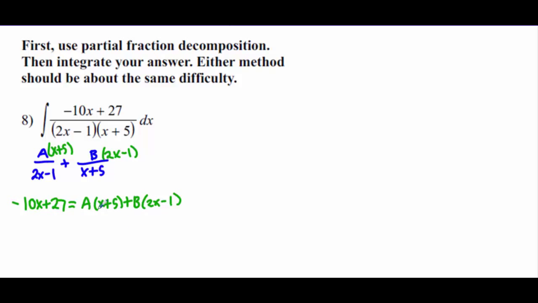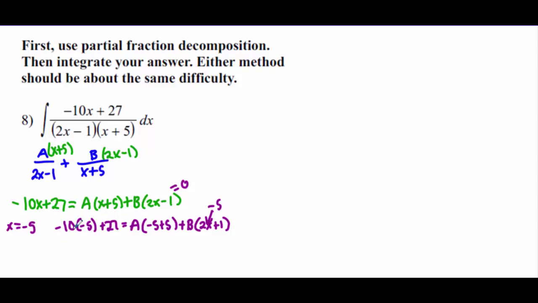If you plug in numbers, you're going to have to plug in negative 5 or a random number, or you can plug in 1/2, because that's what makes this parentheses equal 0, which you can figure out by setting it equal to 0 and solving. I chose to do this just by plugging in. So if I plug in negative 5, I get negative 10 times negative 5 plus 27 equals a times negative 5 plus 5 plus b times 2x. I forgot to put the negative 5 right there, and that's where it really mattered.